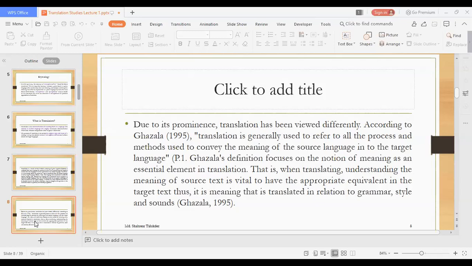Okay, let me give you an example. If I tell you to translate the sentence, for example, I would like to have a cup of tea. So how will you translate it in Bengali? I would like to have a cup of tea. What would the Bengali translation be in our language? Tell me.